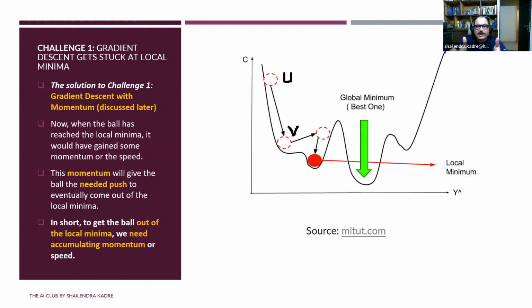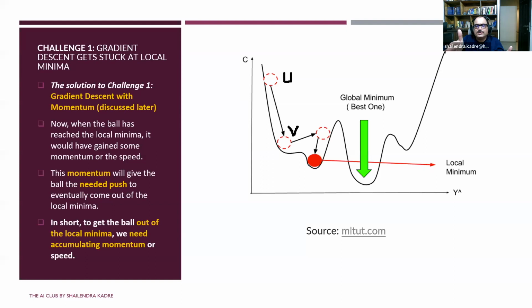But if we provide some kind of velocity or momentum to this ball, imagine it as a physical ball. If your ball is coming very slowly, just like what happens in gradient descent, it will try to sit in the first local minimum. But if we give some kind of energy, velocity, inertia or momentum to this ball, it will jump to the other side and then get stuck at the next minimum. So with the help of velocity or momentum, we have built some kind of inertia in the ball so that it doesn't get stuck in a local minimum.